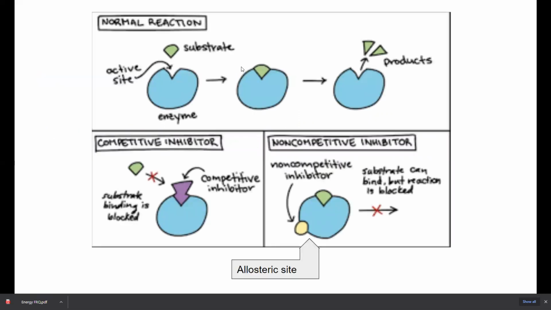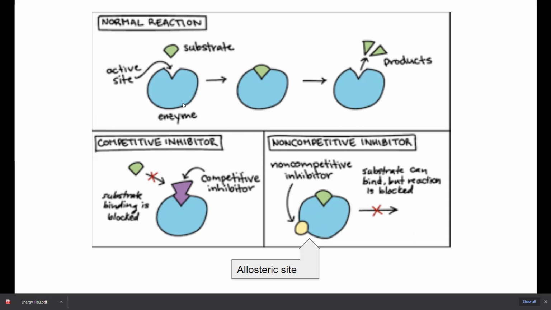And when I'm talking about that, I basically mean the structure of the enzyme, the actual active site, and even the allosteric sites, like where a non-competitive inhibitor would bind, are super important, because enzymes, which are proteins, need to be a certain shape in order to catalyze a reaction.